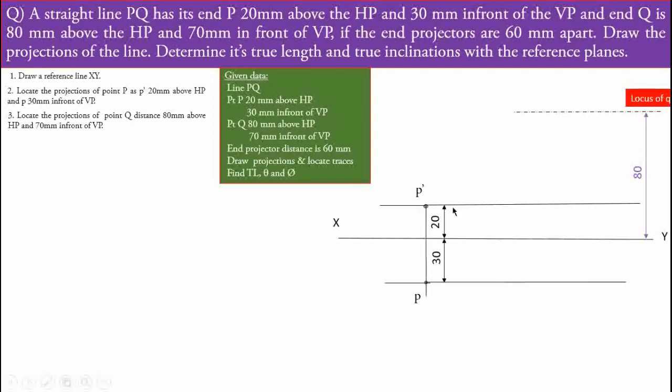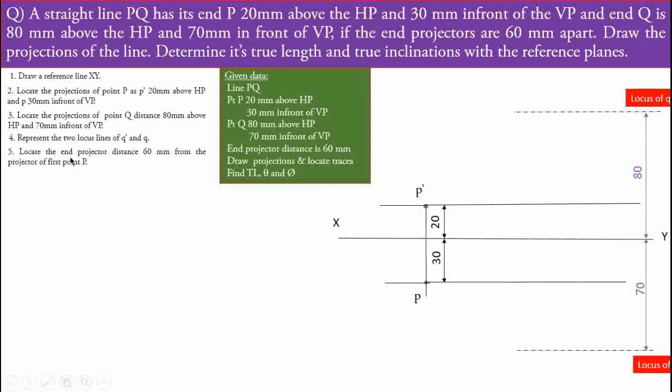Similarly, for the second dimension, 70 mm in front of VP, locate the dimension and draw the locus line, which is exactly parallel to XY, and name that line the locus of Q. The upper line is the locus of Q dash, because on that upper locus line the front view of the second end point will be represented, that is Q dash. That's why we represent it as the locus of Q dash. After this, the fourth step is to represent the two locus lines. It is already done.